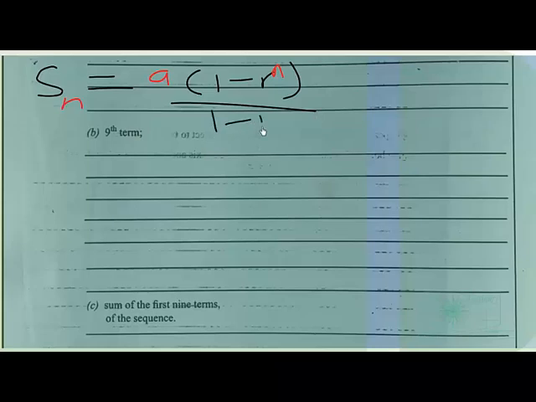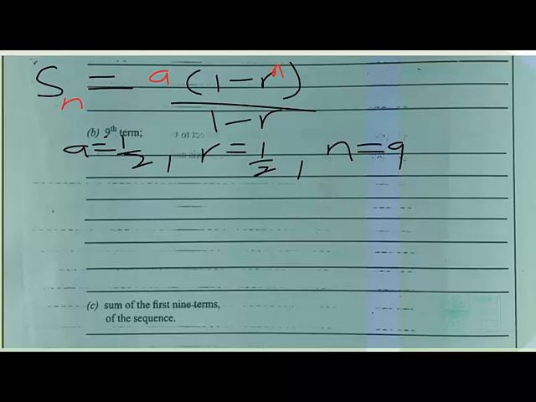Now we can calculate the sum of the first 9 terms. Recall that the sum of the first n terms is given by a times 1 minus r exponent n, all over 1 minus r. So we know the a to be 1 over 2, we know the r to be 1 over 2 as well, and we also know n to be 9 because it says the ninth term.